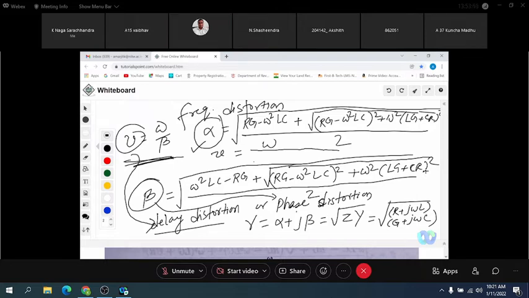That means LG must be equal to CR. Okay, that means you already solved it. What you got? Lg is equal to CR. You are correct. This is the condition for distortionless line, but the question is how you got it. So you basically solved it. Omega square Lc minus Rg plus Rg whole square is equal to Rg minus, okay, good.